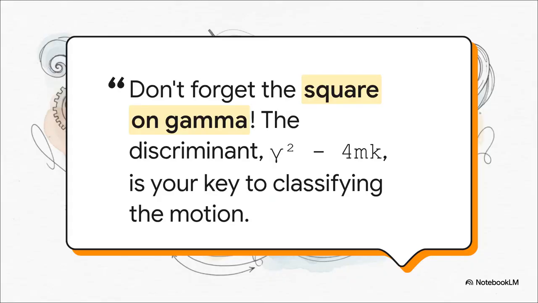And the key to figuring out which case you have is this little expression right here. Gamma squared minus 4mk. It's the discriminant from the characteristic equation, and its sign tells you everything. Now, let me give you a huge tip. A super common mistake on exams is forgetting to square the gamma. That tiny little exponent makes all the difference, so don't forget it.